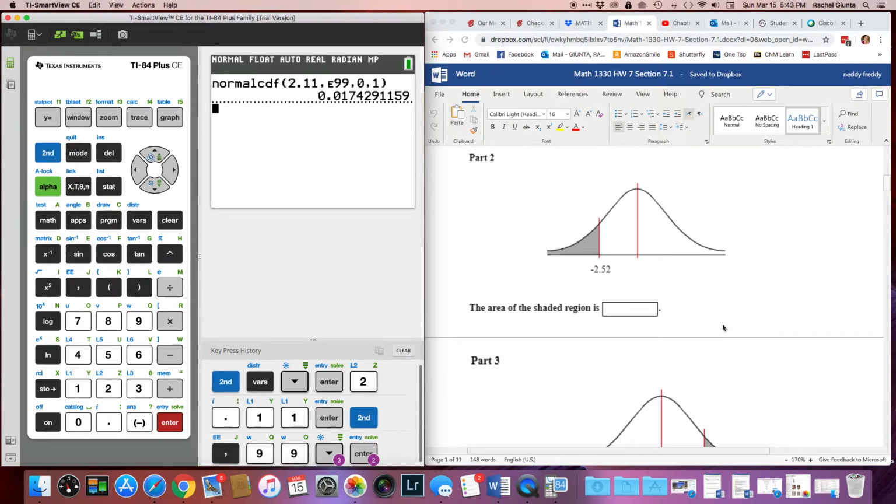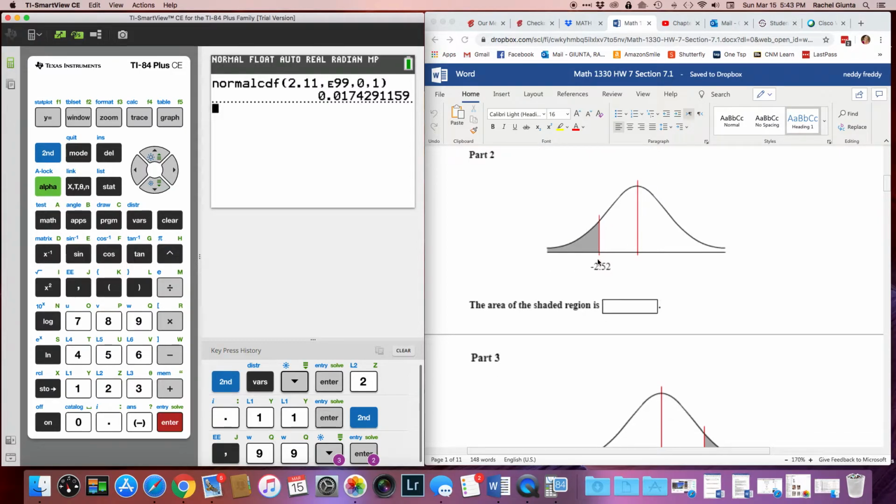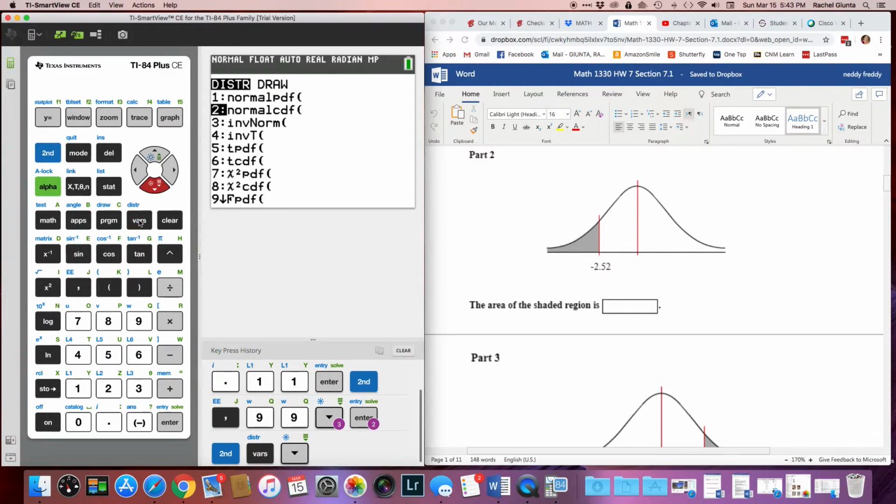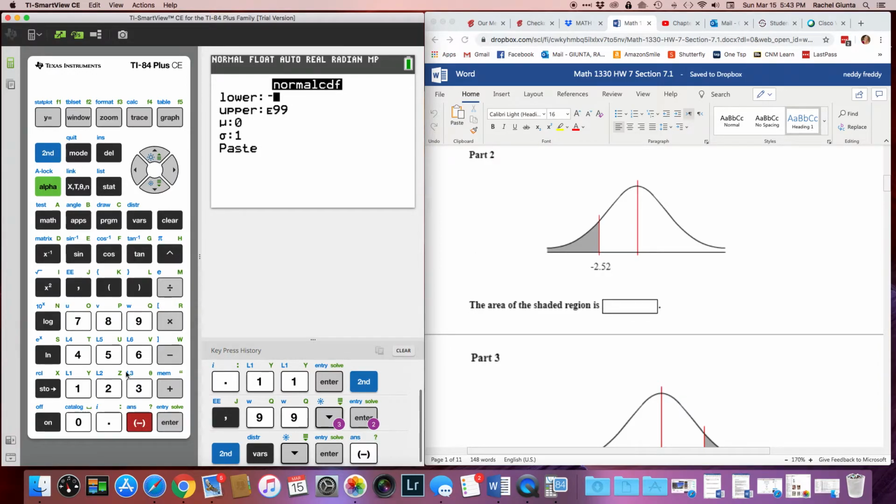Part 2, now we've got an area. This is what will later be called an area to the left. So if that's what you're given, then again, second vars, normal CDF, and now your lower limit is basically negative infinity. So you put in negative, and it has to be this negative sign, not this minus sign here, or you'll get an error. And then the E99, so that represents negative infinity. And your upper limit now is this number.